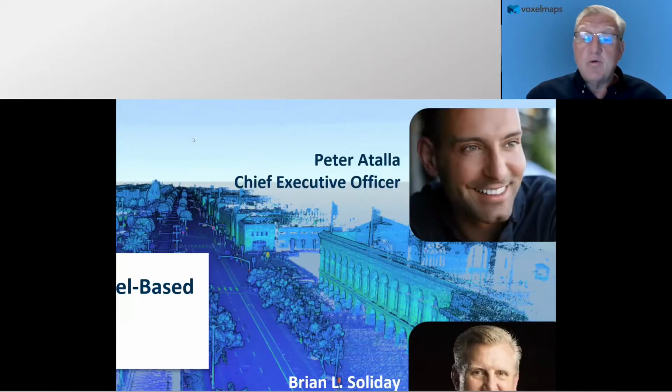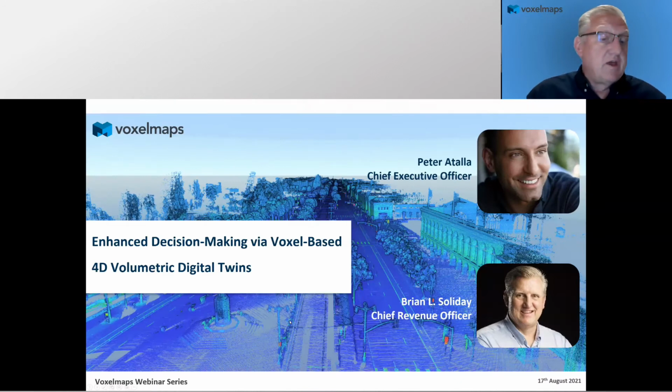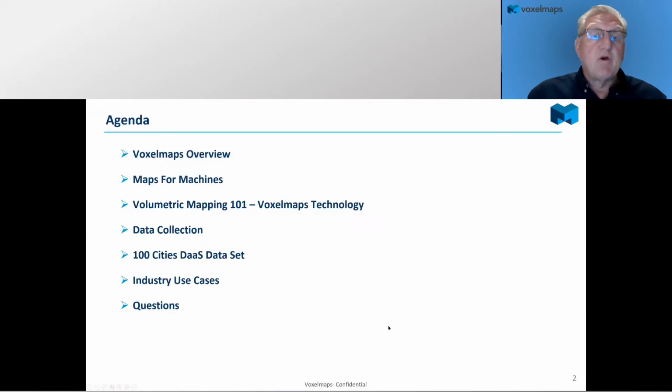All right. So what we'd like to do is go over a number of activities, case studies and projects that we've done. We're also going to get into a little bit about the overarching structure of the organization. So Peter's going to give us an overview of Voxelmaps, talk a little bit about maps for machines, which for a lot of the people attending is really a new concept, right? Peter will talk about the way that we collect and process the data, which is really geared towards machine learning and using that technology.